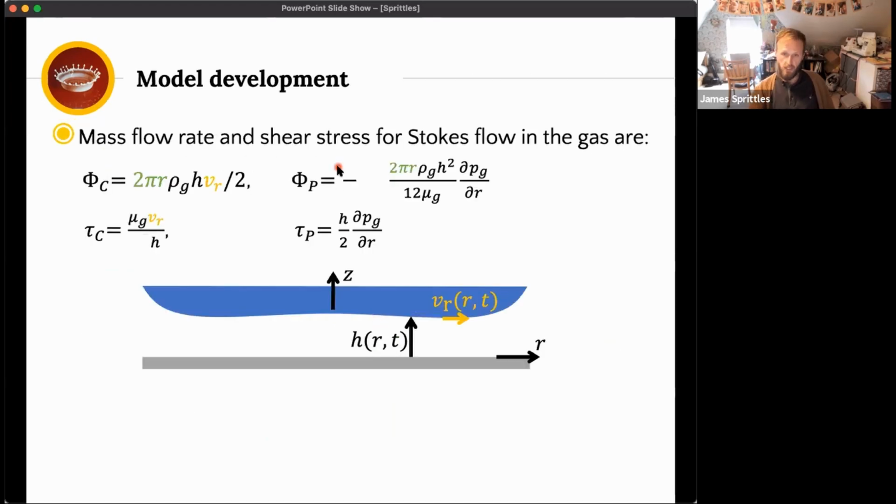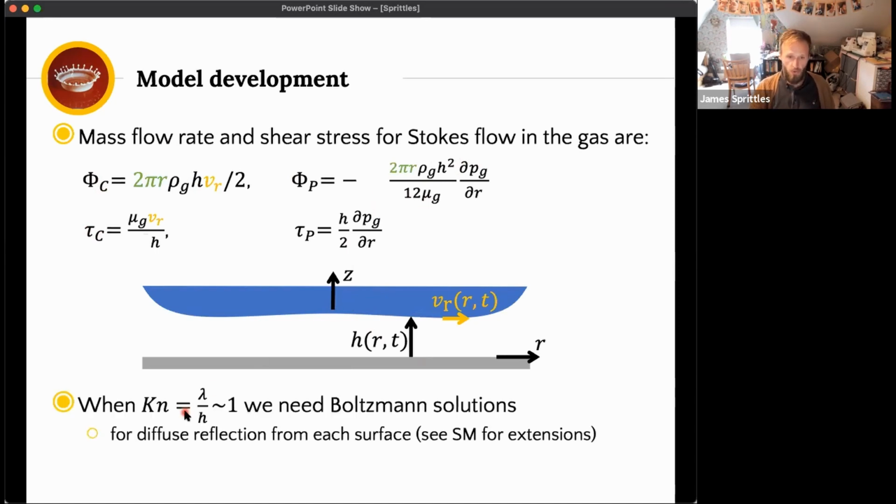So if we just had Stokes flow, we can immediately write down what all of these expressions are: the mass flow rate of the Couette component, the shear stress of the Couette component, etc. The 2 pi r's here are just because we're in axisymmetric coordinates, and we see things we recognize like pressure gradients, 1/12 mu, all these kinds of things.